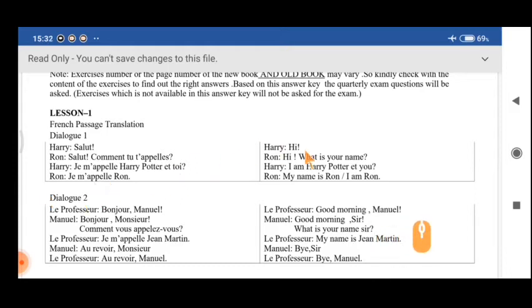So salut means hi. And again, what's your name? And je m'appelle Harry. Et toi? I am Harry Potter. And you? Je m'appelle Ron. My name is Ron or I am Ron. So this is dialogue 1.